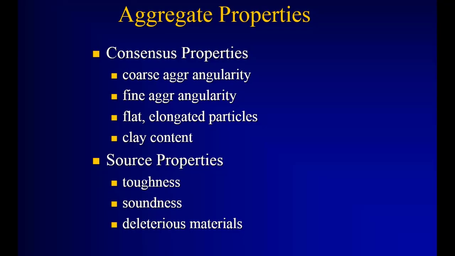So those 4 consensus properties, basically, you can think of consensus as we can actually take material from any source and make these properties. If there's too much flat and elongated, we can crush it. We can use slotted screens and crush it. If we have too much clay, we can wash it or air blow it. If we need more fine aggregate angularity, we crush it a little more. We need more fractured face or coarse aggregate, we can crush it more. Doesn't say it's the cheap way to do it or the most economical way to do it, but you can make these materials fit those 4 consensus properties.